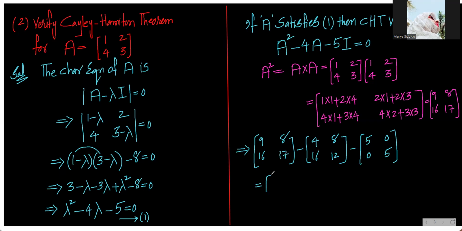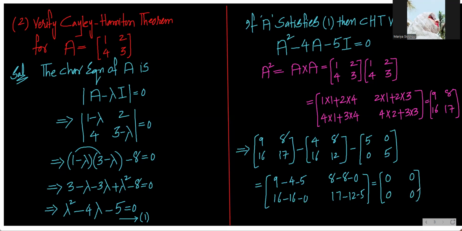The final answer should be 0. Let's verify. 9 here, first element, minus 4 minus 5. Now 8 minus 8 minus 0. 16 minus 16 minus 0. 17 minus 12 minus 5. Look at the answer. The answer is 9 minus 9, because these two add to 9. 9 minus 9 is 0, 8 minus 8 is 0, 16 minus 16 is 0, 17 minus 17 is 0. It means we say that the Cayley Hamilton theorem is verified.